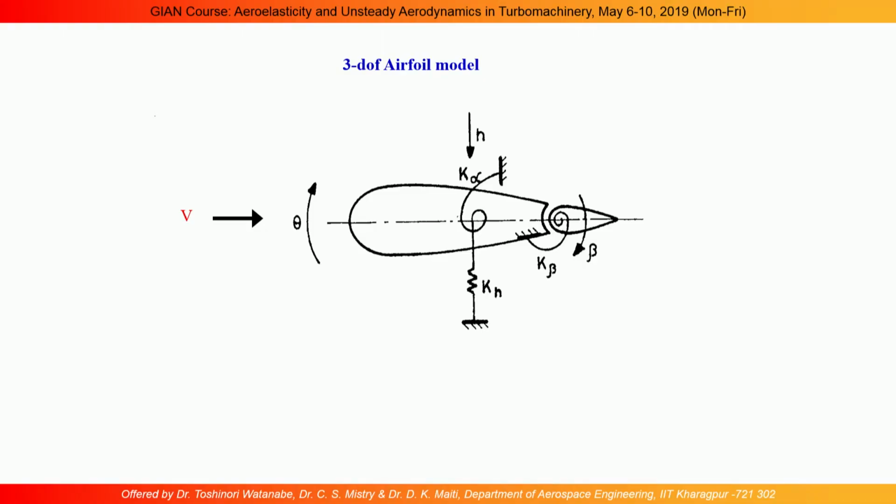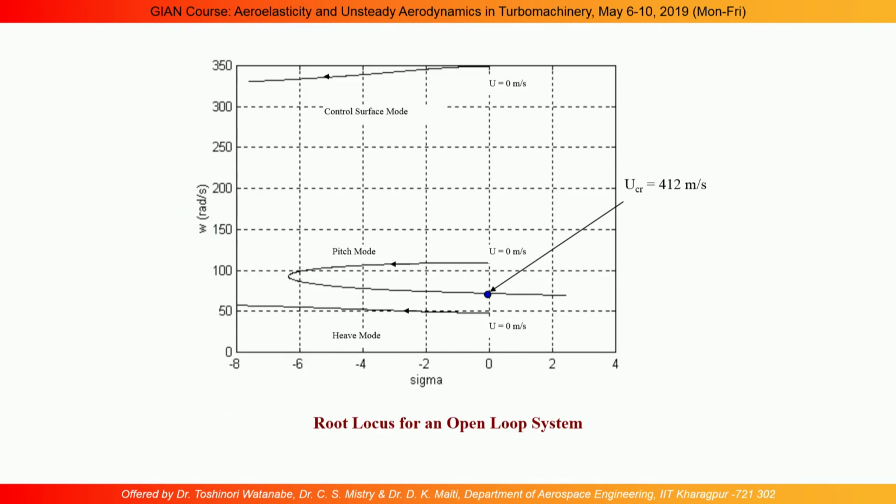Now, if I take the response at that point, I will find that it is a harmonic oscillation. I will just show you. I have taken a 3 degrees of freedom model with 2 springs, k_h and k_alpha, and in addition a control surface deflection with k_beta, the stiffness of the actuator. Then we have calculated how it responds and how the frequencies change for different forward velocities of the vehicle.